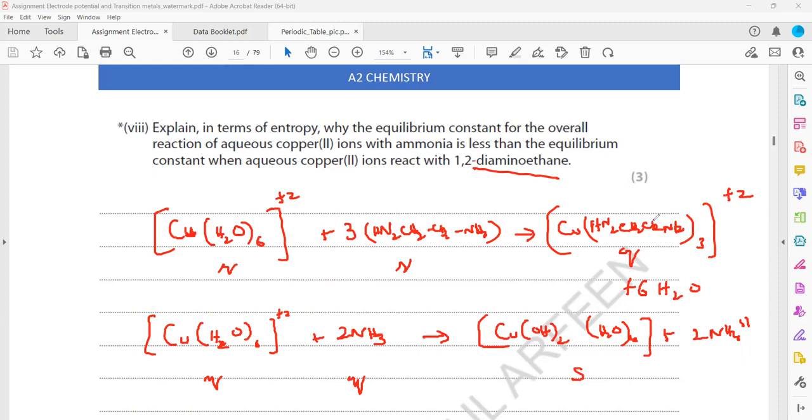One is the increase in the number of particles, which is greater for 1,2-diaminoethane compared to ammonia. The total entropy of the system increases as the number of particles increases, but here there's no change. The second thing is that with 1,2-diaminoethane an aqueous product forms, whereas when ammonia reacts first, it forms a solid, so entropy decreases rather than increases. Entropy increases as the number of particles increases, or as the state turns from solid to liquid, liquid to gas, or to ions.